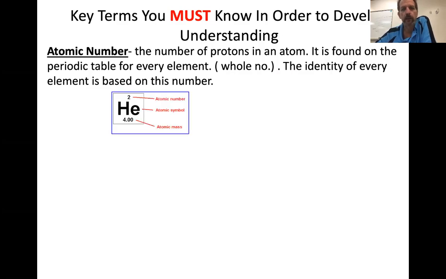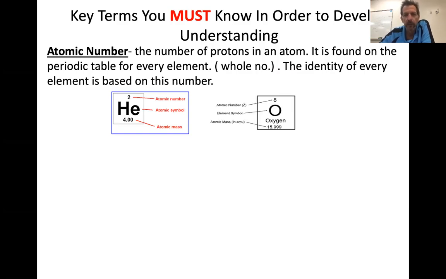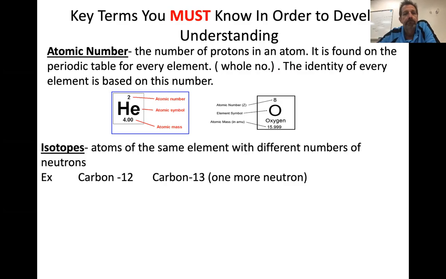For example, helium has atomic number 2. No other element can have 2 protons, exactly 2. So only helium atoms have exactly 2. Compare that to oxygen atoms. All oxygen atoms have exactly 8. So atomic number is the identity of an element. It's specifically the exact number of protons in an atom.